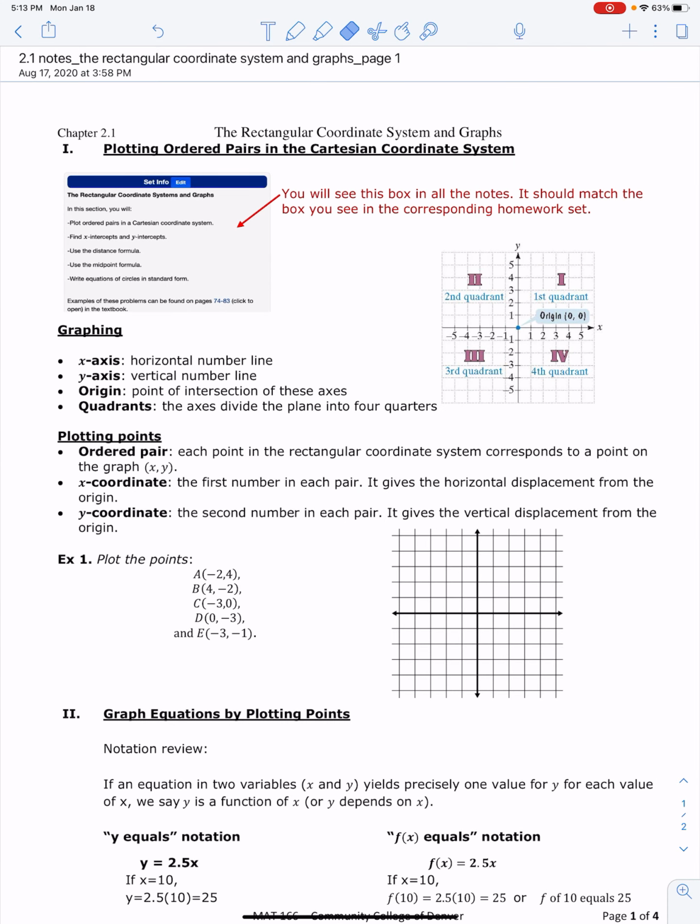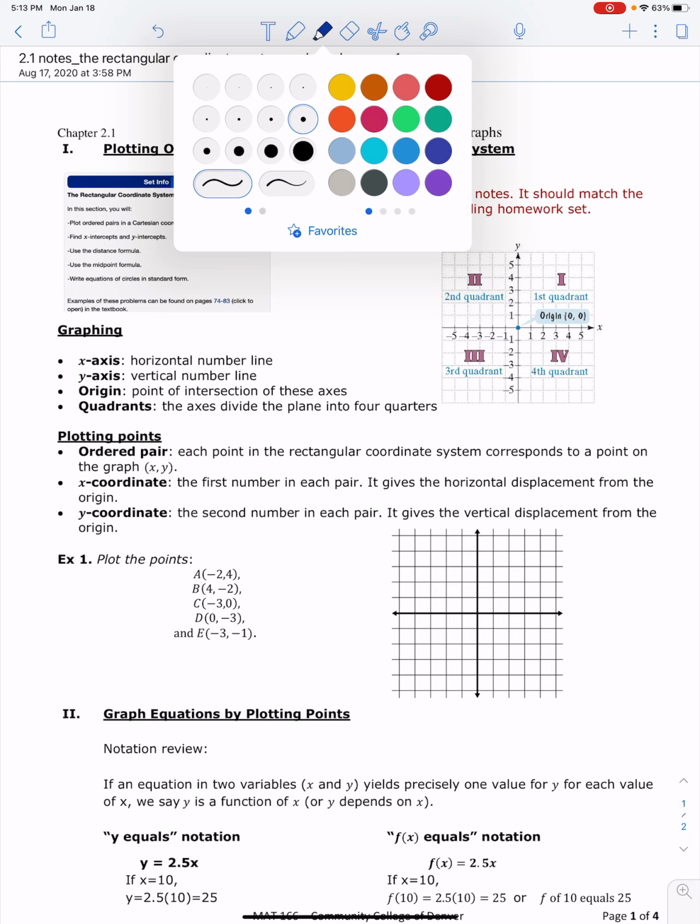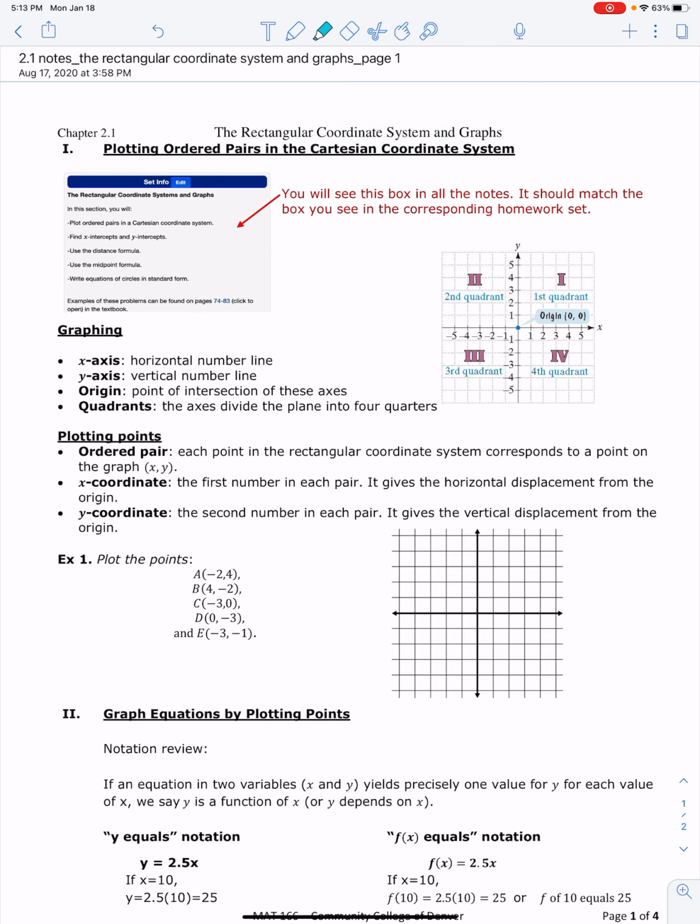Okay, these are the chapter 2.1 notes, the rectangular coordinate system and graphs. So these notes will go pretty quick. I'm assuming a lot of this is a review for you still. It's kind of nice to have that reminder if this is stuff that you have not been doing for a while. Top of every set of notes, you will see this box.